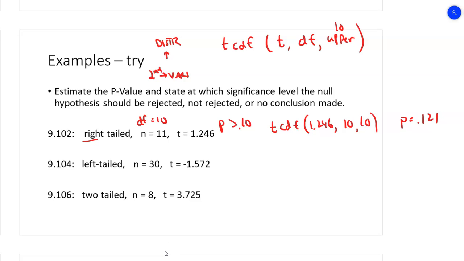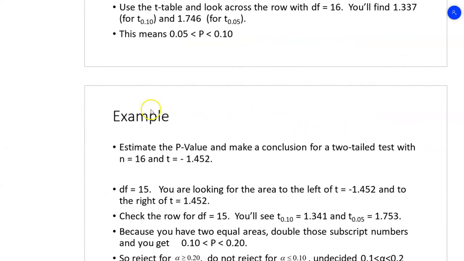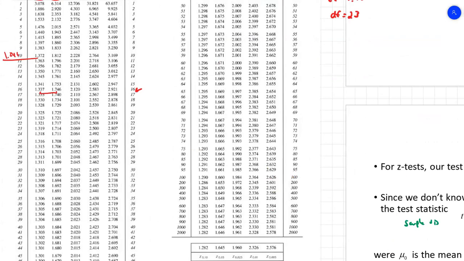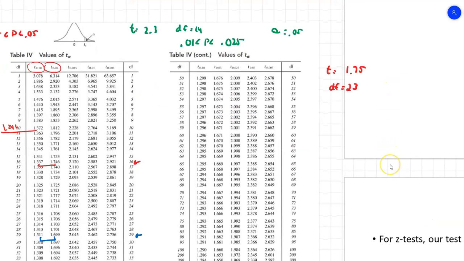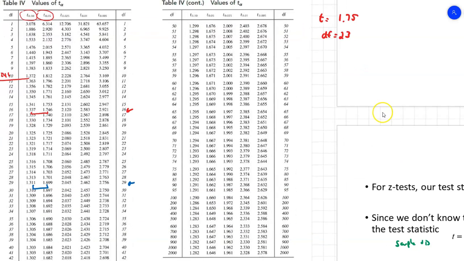All right, left-tailed test. Number of items in the set of 30. A t-value of negative 1.572. Well, my t-values only have positive, so let's scroll over here and get a positive 1.572 for 29 degrees of freedom. Okay, so here's 29 degrees of freedom. 1.572 is between these two numbers, right? Between 1.3 and 1.7 is 1.572. What numbers are they? Well, they're between, again, 0.05 and 0.10.